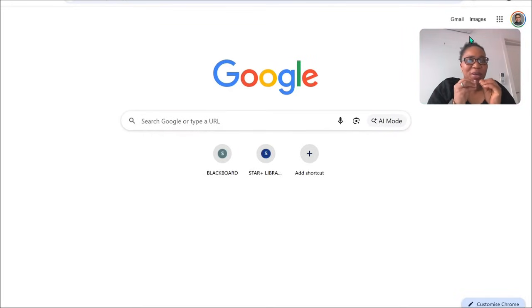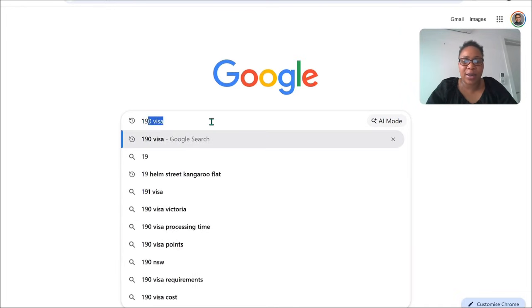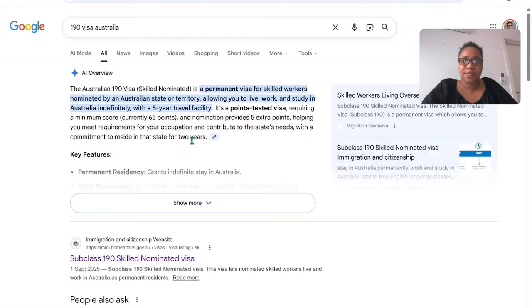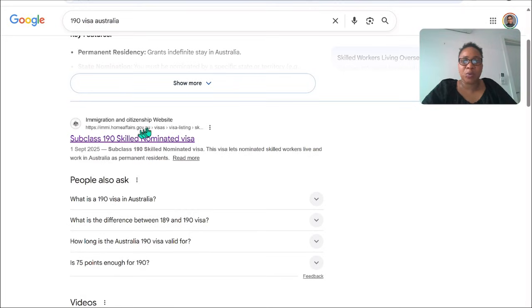Okay, so let's go a bit practical together here because everything that we need to know is on the internet. So what we do is we come here on Google and we type 190 visa Australia. There it is. We scroll down, we come here. This is the government website with a .gov.au, and then we click on the government website.